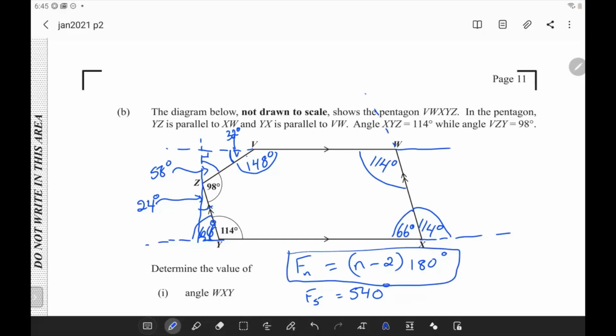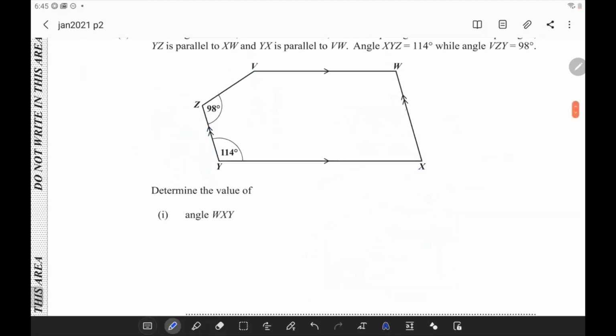Now, this would have been obvious as well, but I wanted to put this formula here. Why was it obvious? Because if we look right here, these are Z angles. So since these are parallel lines and this line intersects the parallel lines, this angle has to be equal to this angle.